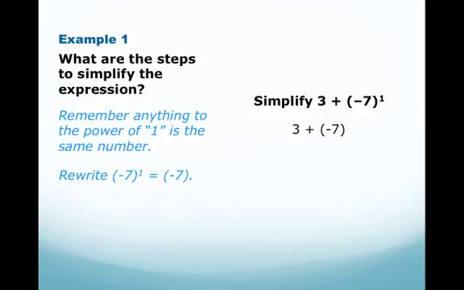The signs are different, so we have to subtract. Remember, when you subtract, you keep the sign of the larger number. So 7 minus 3 is 4, and our answer should be -4.